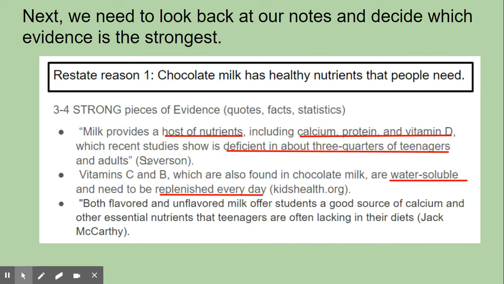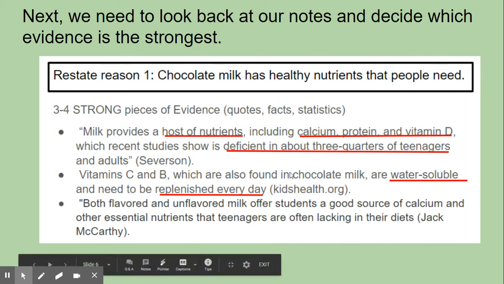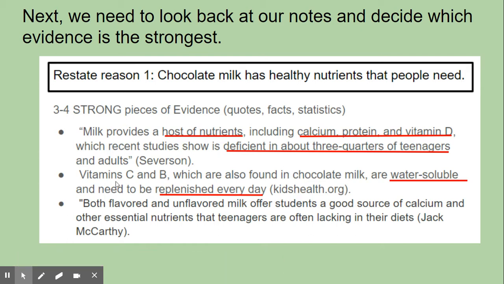All right, from another source, the kidshealth.org article about vitamins we read, I paraphrased. I wrote, vitamins C and B, which are also found in chocolate milk, are water soluble and need to be replenished every day. So we know that you need a new source of these vitamins every day. And I decided that the part about being water soluble and needing to be replenished every day will be important as my evidence.